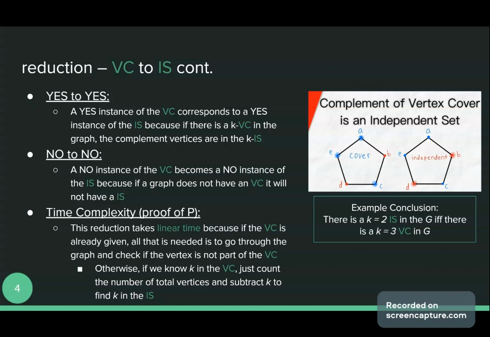This reduction also takes linear time, for the same exact reason. If the vertex cover was already marked and given, we would just need to traverse through the graph and check if each vertex is part of the vertex cover. If it's not, it would belong in an independent set. If they are not marked, and we only know the number of vertices k in the vertex cover, we just need to count the number of total vertices and subtract this k to find the number of vertices in the independent set.